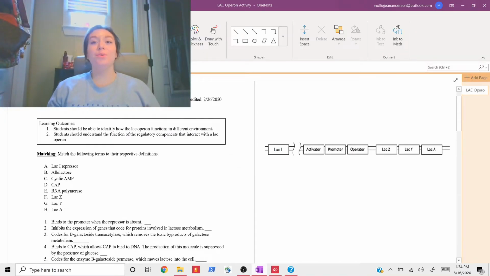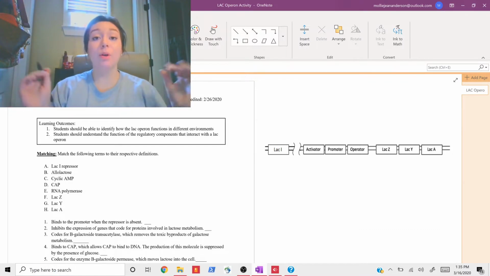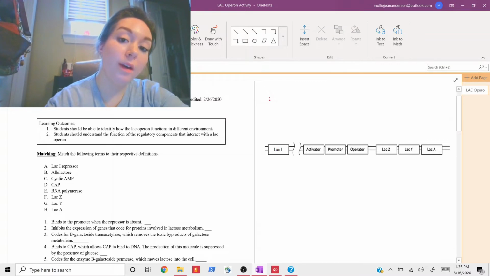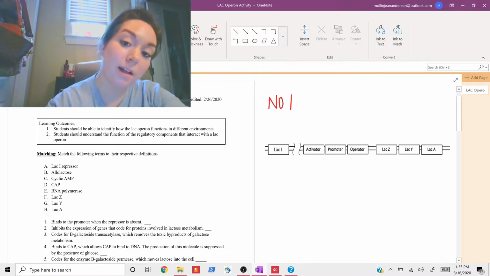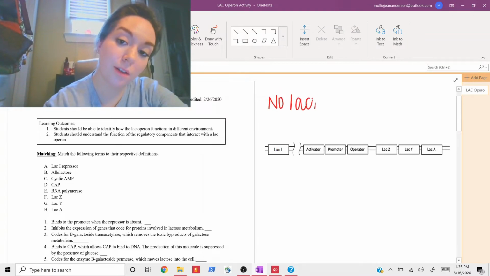Now that I've confused you with all of this terminology and all of these words, let's put it all into play so that the Lac Operon can make sense. In order to do that, let's start with our first scenario. In our first scenario, we are going to have no lactose present in our cell.